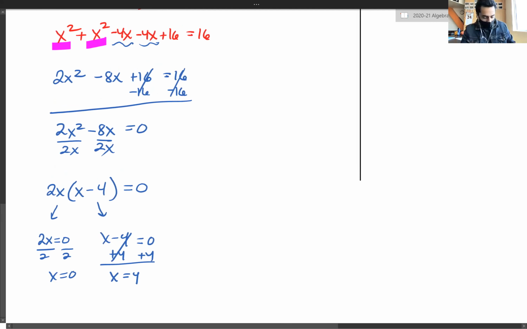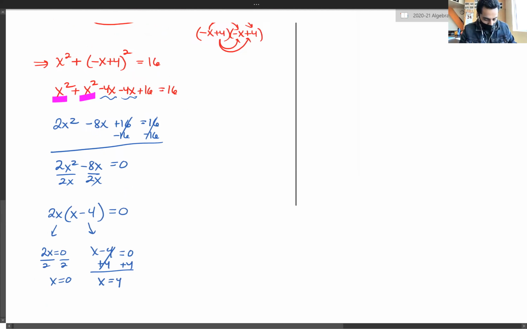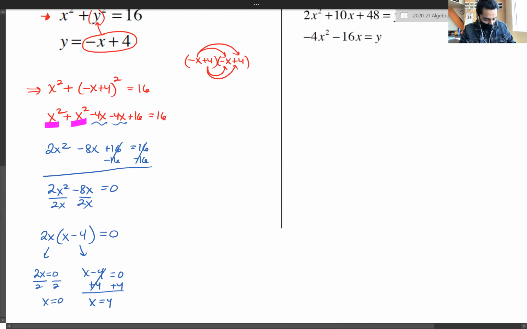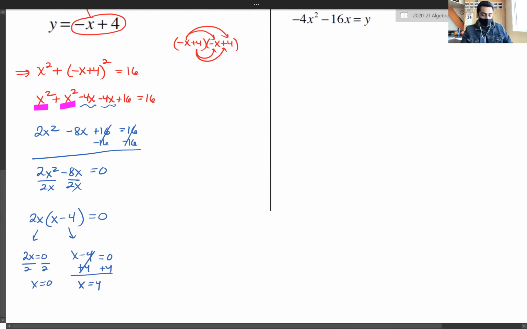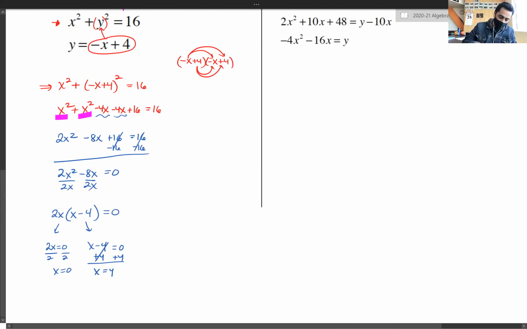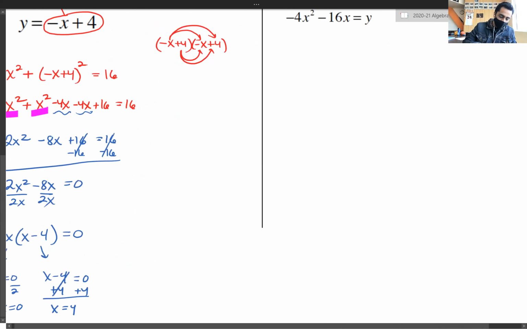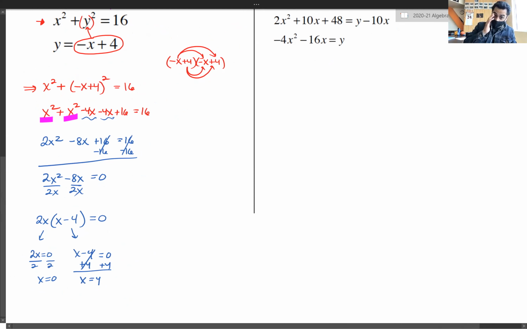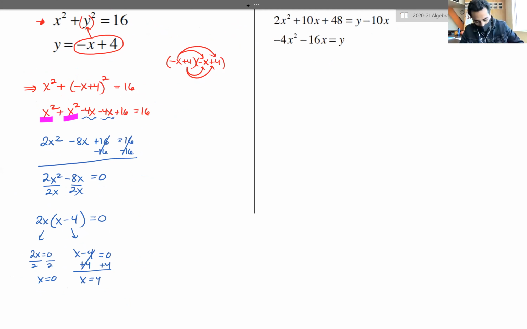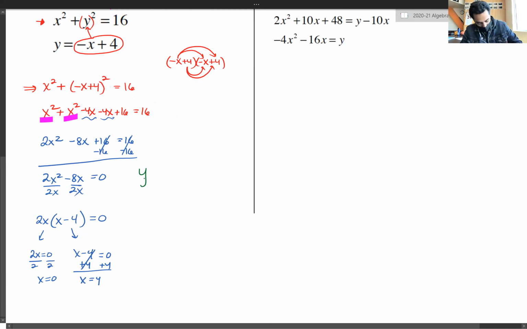So I have these two x values. I need to then go back to my original functions and try to find a place to plug it into. Okay, out of my two functions, probably the easiest one will be the bottom one, right? Y equals negative x plus 4. So let's go ahead and do that. Y equals negative, what's x? X is 0, plus 4. So y is equal to 0 plus 4. Y is equal to 4.